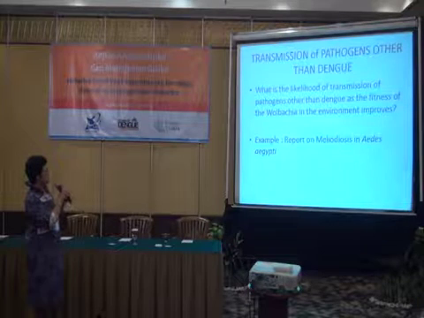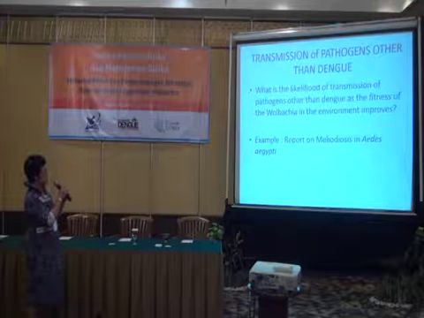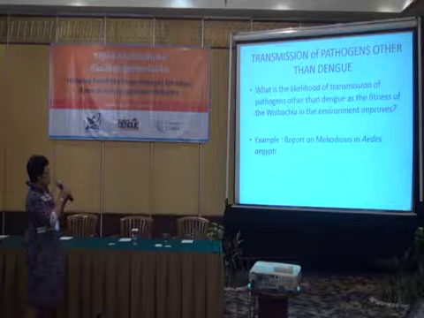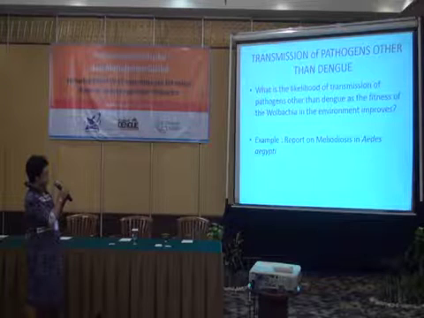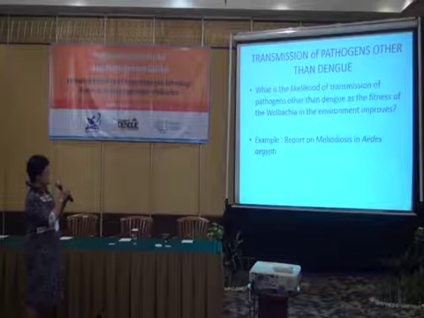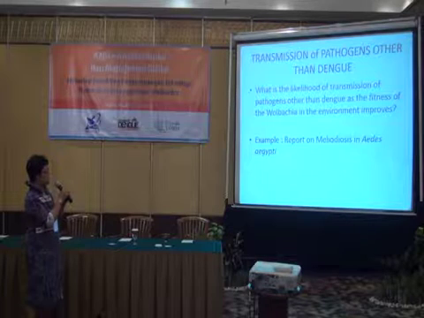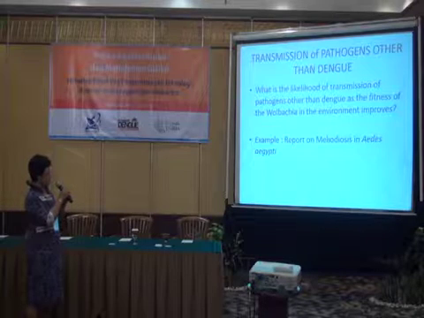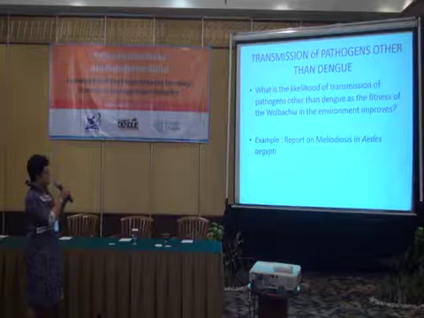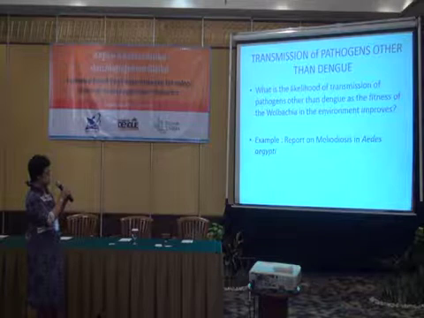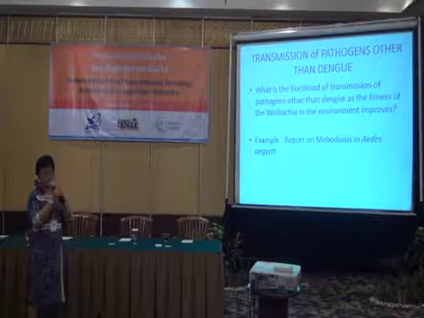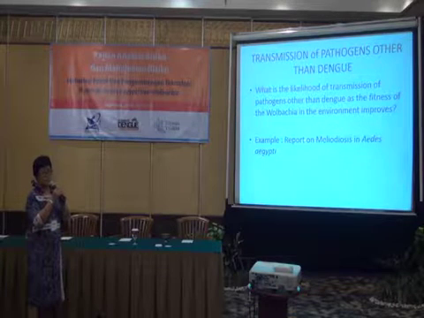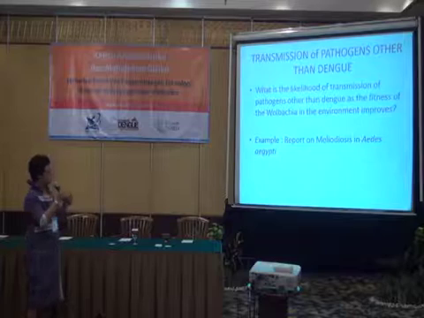Then about risk on transmission of pathogens other than dengue. What is the likelihood of transmission of pathogens other than dengue as the fitness of Wolbachia in the environment improves? For example, there is a report that a disease called melioidosis is also transmitted by Aedes aegypti, and this disease is a zoonosis, so it can be transmitted between animals and humans.